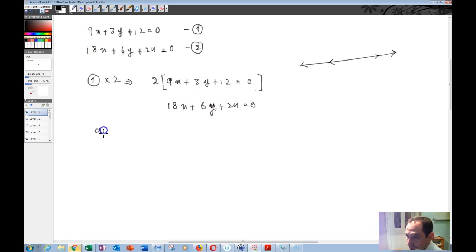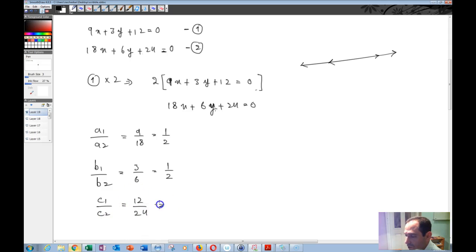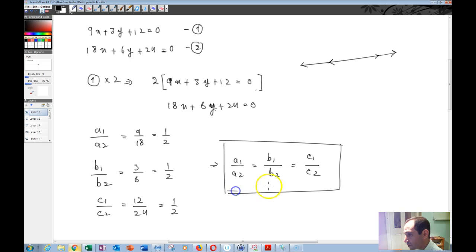And if you take, for example, A1 to A2 here, that's 9 to 18, which is equal to 1 to 2. B1 to B2 is going to be equal to 3 to 6, which is equal to 1 to 2, and C1 to C2 is equal to 12 to 24, which is equal to 1 to 2. So as you can see, A1 to A2 is equal to B1 to B2 is equal to C1 to C2, and that's basically why the lines are coincident lines. And you have infinitely many common solutions.